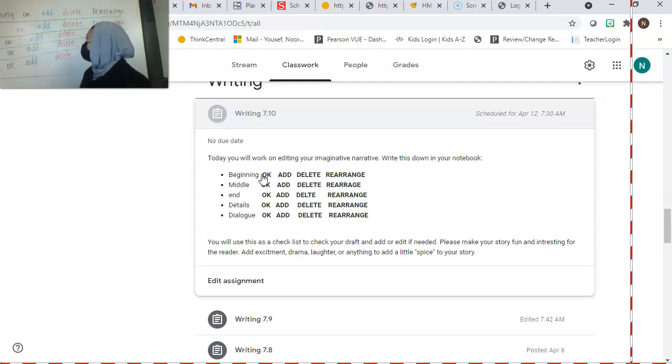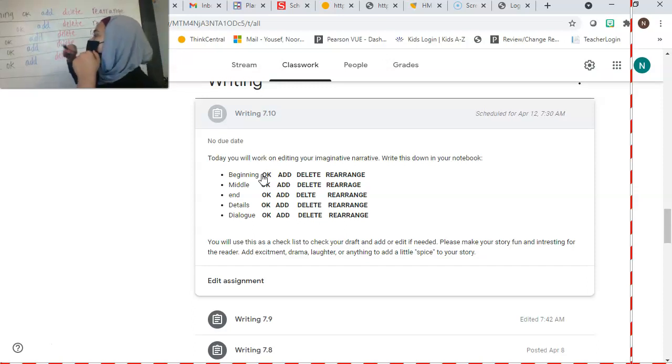Next to each section, you're going to write okay, add, delete, rearrange. This is your organizer, or your checklist, to help you make sure that in the beginning of the story, you're going to read just the beginning. Is it okay? Should I add? Should I delete something? Or should I rearrange something? Does something not make sense? So I need to switch it around to make it make sense.